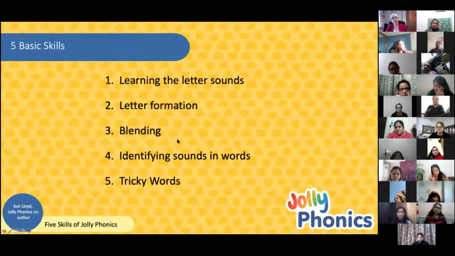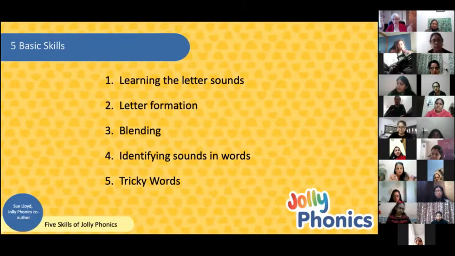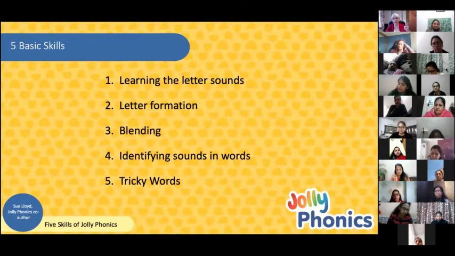So there we are, the 5 basic skills. The first one is learning those letter sounds. I've shown them to you. Then letter formation, that's important. If you can get that correct at the beginning, you will make life easy for the children and yourselves.